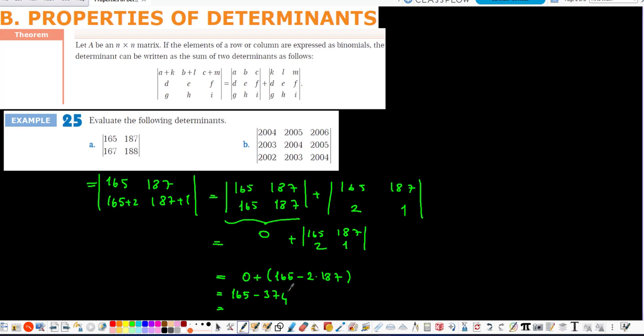So when you subtract 365 from 374, or minus, since it is bigger, the answer is going to be minus 209, it has to be.